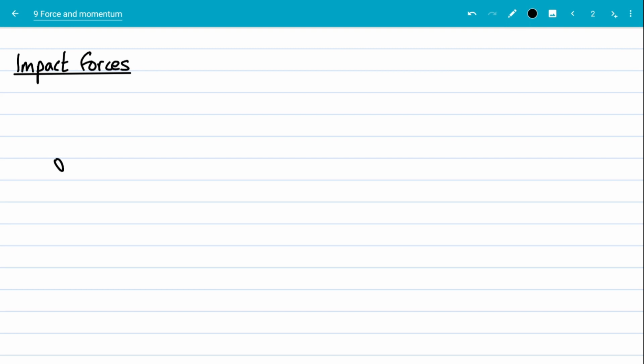Let's draw a quick sketch of a bat. That's a bat, isn't it? There we are, rounder's bat or something. And here is my ball, which is being deformed.